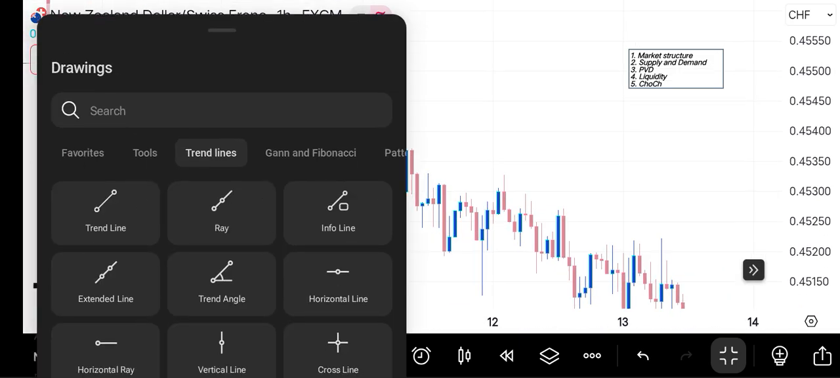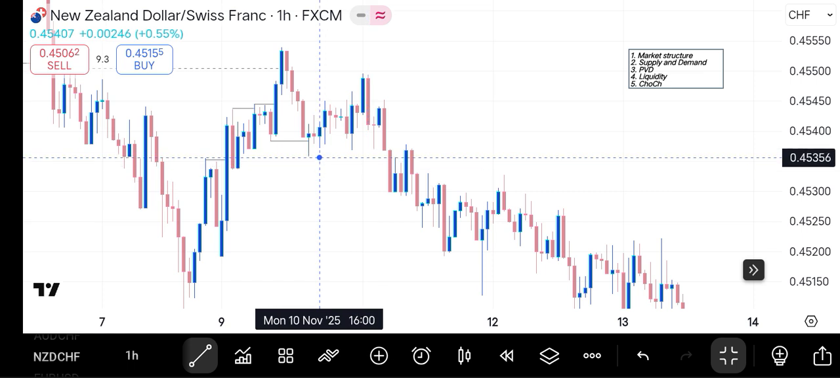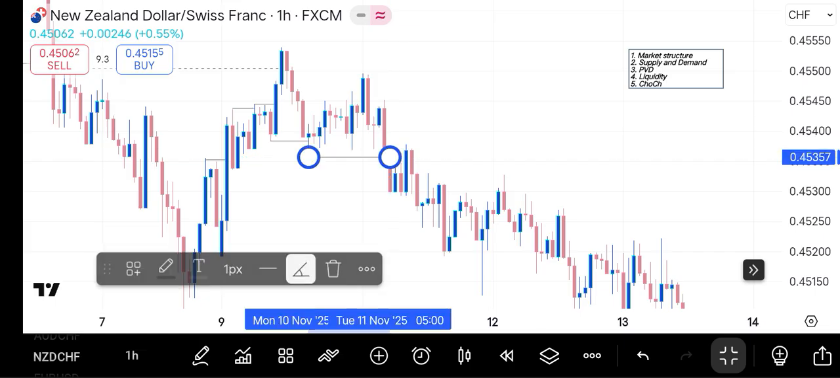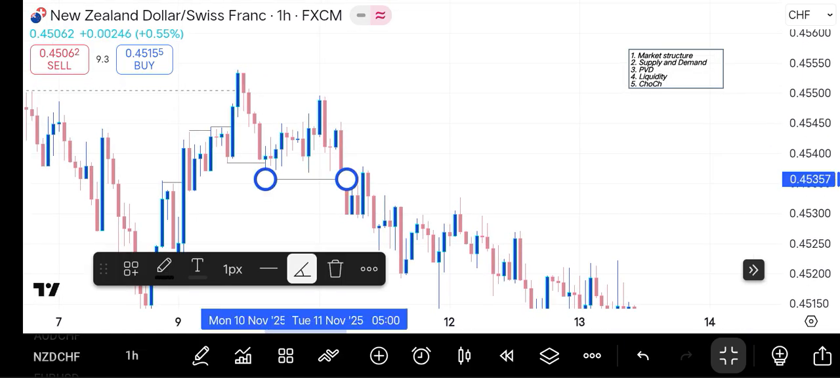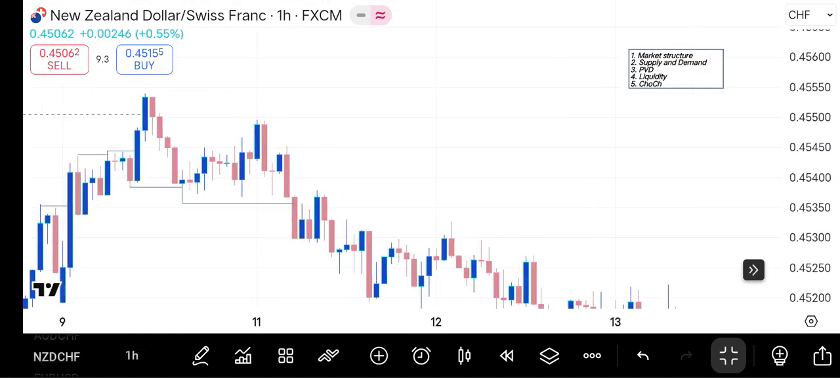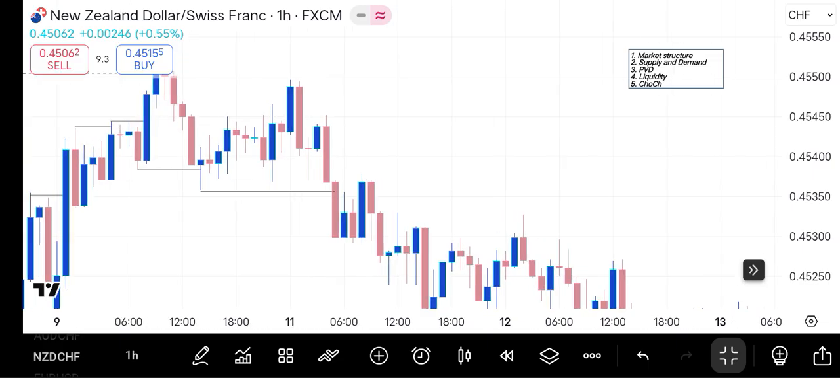I needed a second fractal break for more confirmation, guys. A second fractal break represents more confirmation on the market that the market is ready to sell down lower or whatever, if it's selling, if it's buying up high.